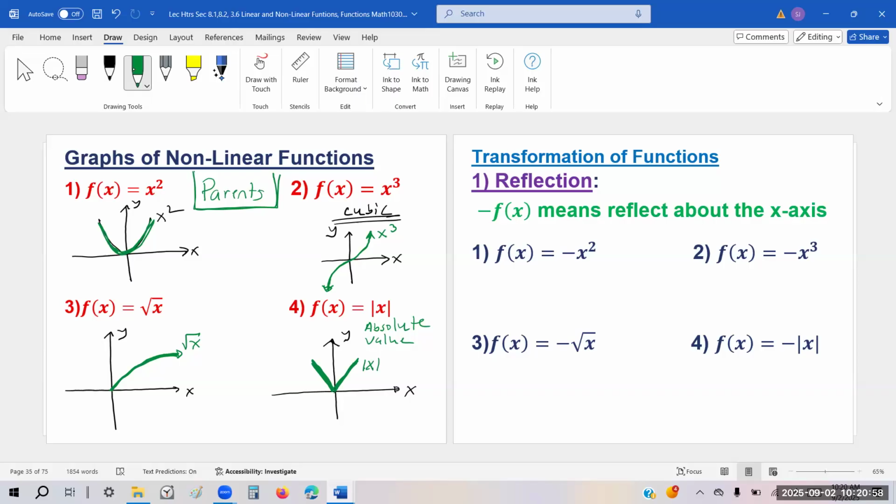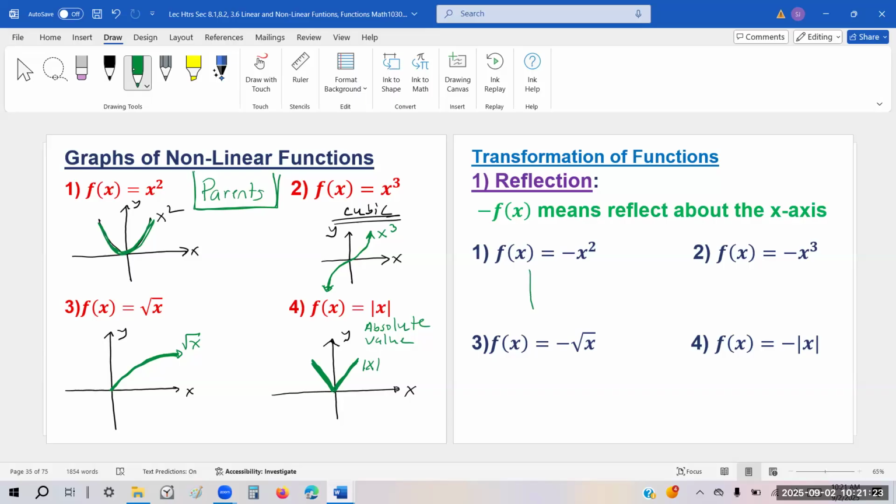The original graph is square root of x. Its reflection is negative square root of x. The original is absolute value of x. Its reflection is negative absolute value of x. So the same graph, the parent one, but in front of the parent one, there's a negative sign. It means you have to reflect about the x-axis.